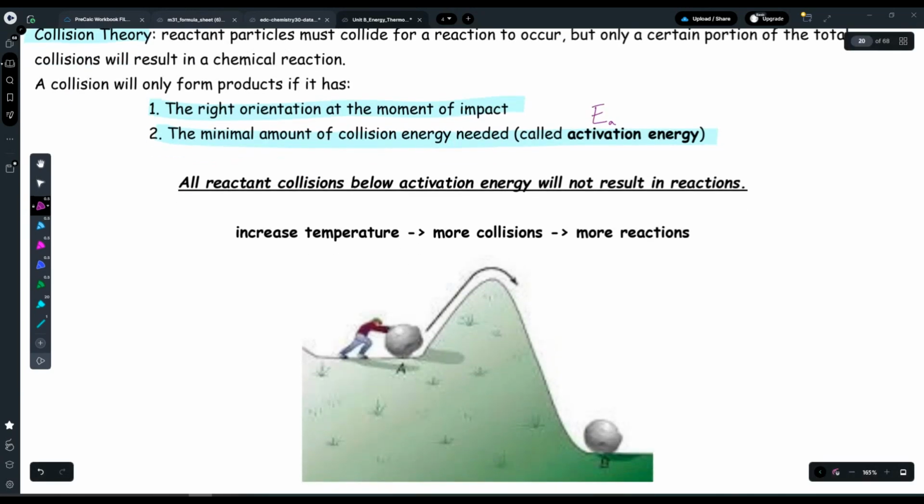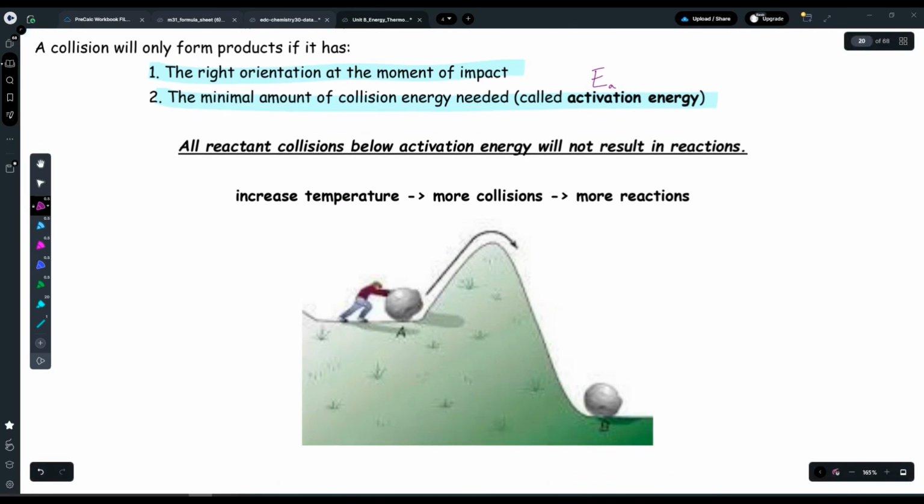Okay, now in order to make sure that a reaction does occur, oftentimes what chemists will do is increase the temperature, which is going to increase the collisions, which results in more reactions.